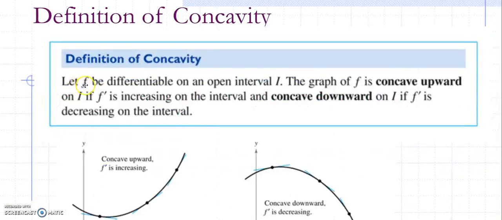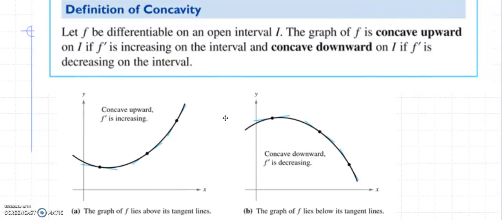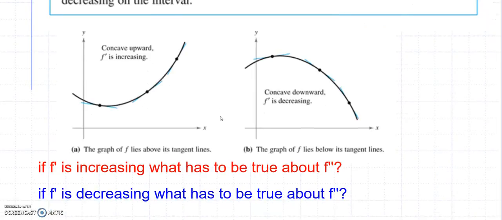So if we have some function f, and we're going to say that it's differentiable on an open interval I, so that's just some interval, and then the graph of f is concave up on the interval I if the first derivative is increasing on the interval, and concave down on I if the first derivative is decreasing on the interval. That's maybe a little confusing, so let's look at the pictures and see what we're actually talking about.